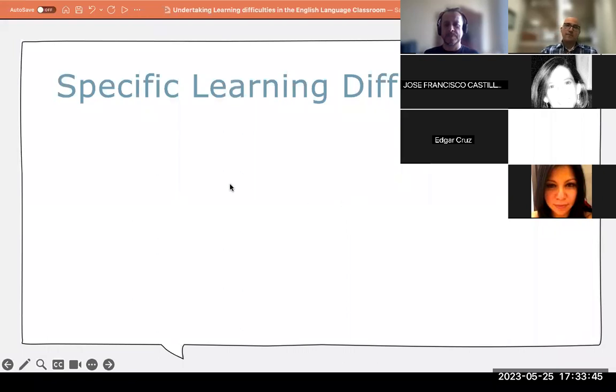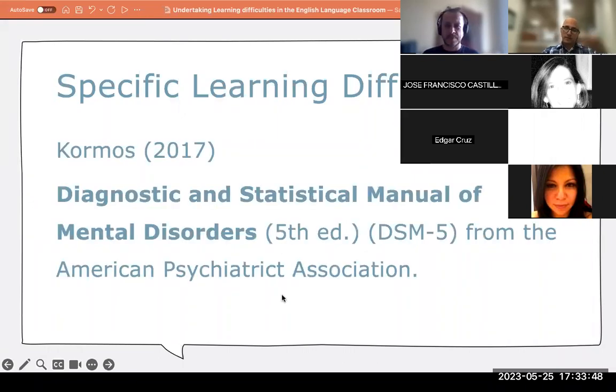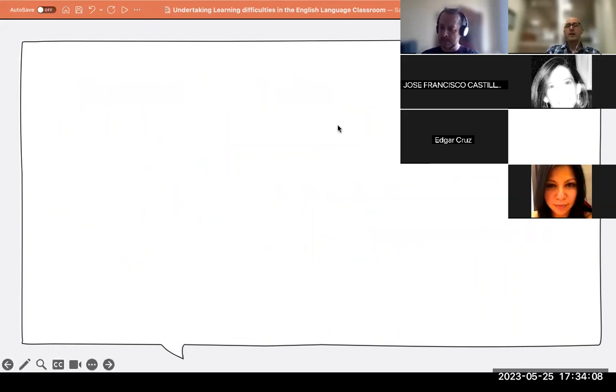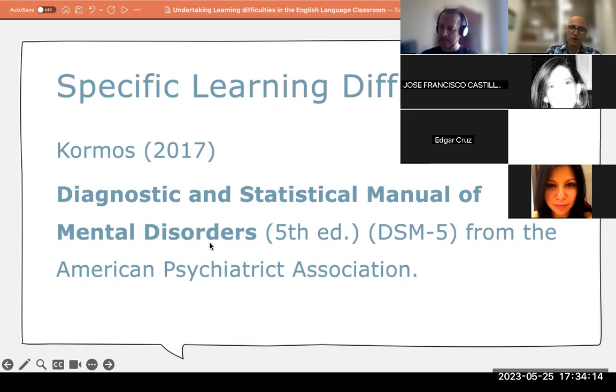Okay, so specific learning difficulties. The definition comes from this book, the Diagnostic and Statistical Manual of Mental Disorders, 5th edition, the DSM-5, from the American Psychiatric Association. And Cormarsh basically says that it's the most empirically evidenced. She modifies these definitions a little bit because this is a medical book. It comes from medicine. They have their own purpose for using certain words to name the characteristics of a learner.